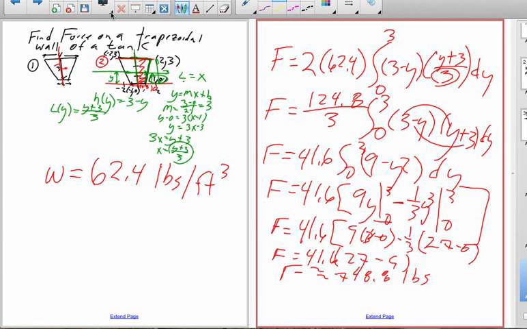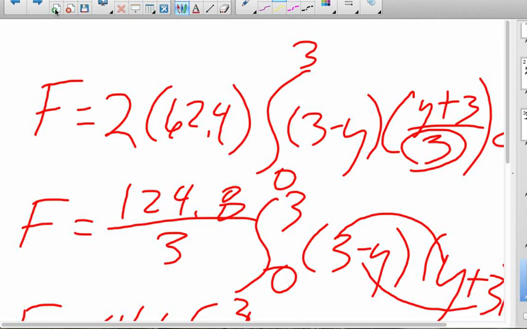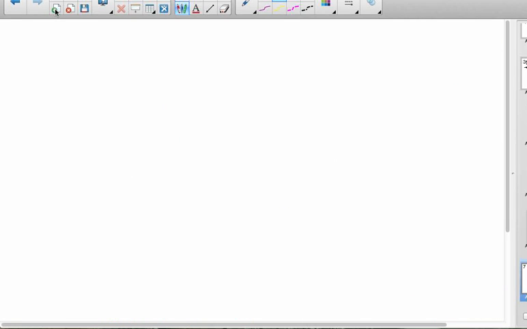Okay, one more example. And here I'm dealing with a triangular vertical plate.